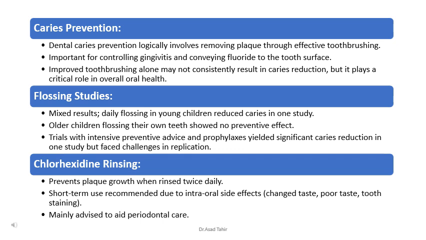Caries prevention. Dental caries prevention logically involves removing plaque through effective toothbrushing. This is important for controlling gingivitis and conveying fluoride to the tooth surface. Improved toothbrushing alone may not consistently result in caries reduction, but it plays a critical role in overall oral health.